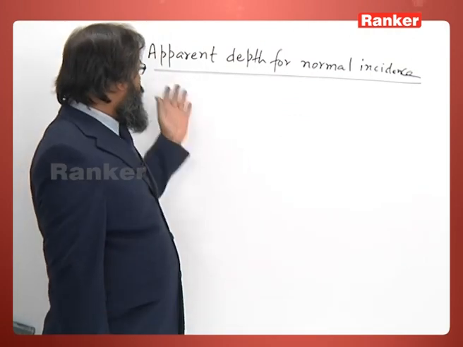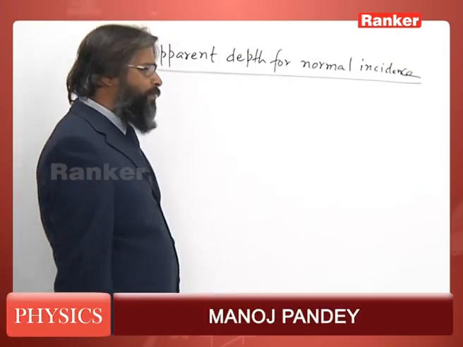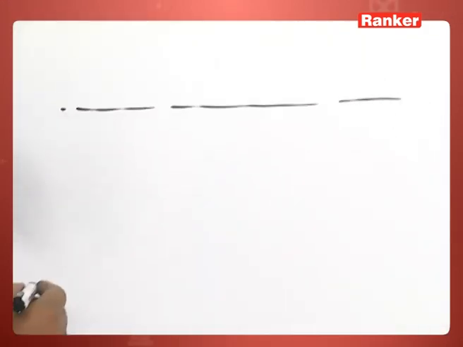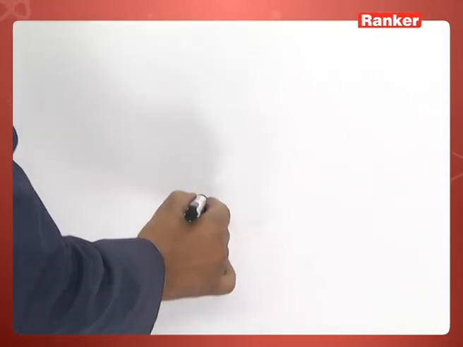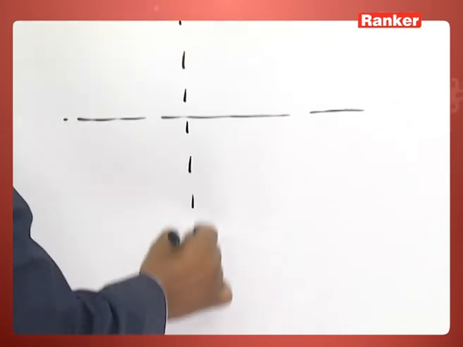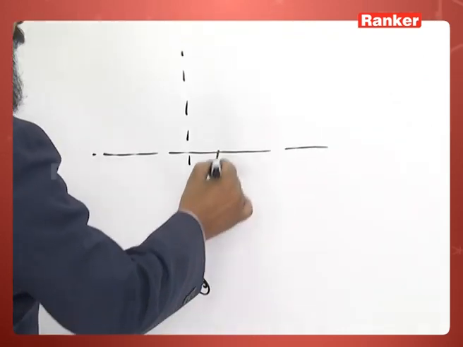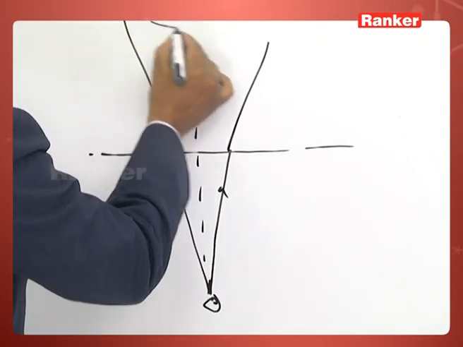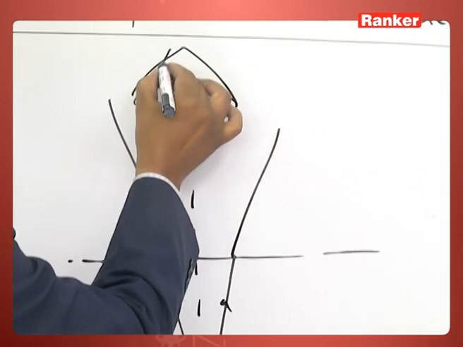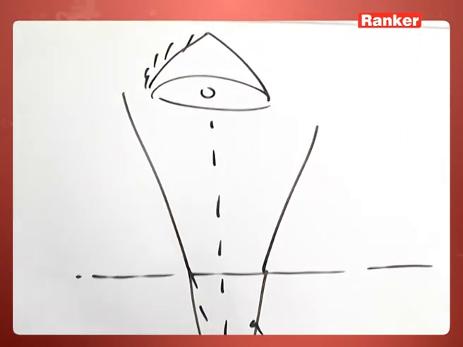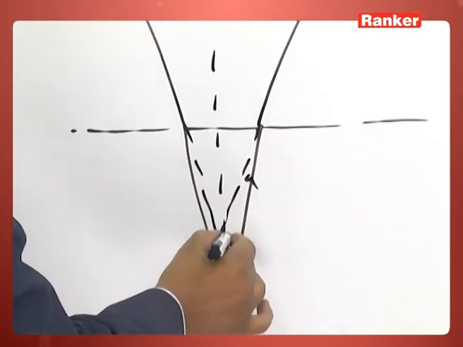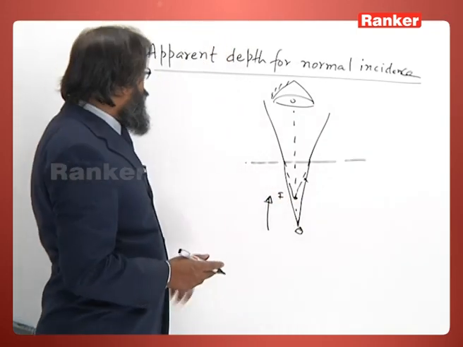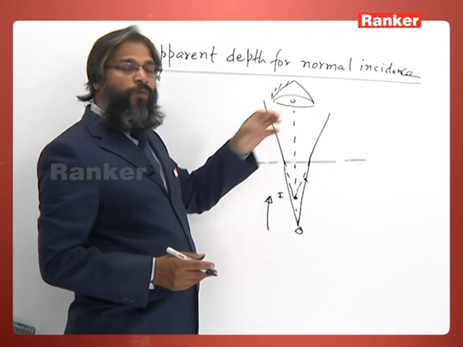So, now let us see apparent depth for normal incidence. We have observed that if we look inside water where there is a coin, and if we look from above it, the ray goes like this, and again here the ray goes like this, and this is our eye. So, we find that the object is formed here. So, the object shifts upward. This is what is apparent depth for normal incidence.